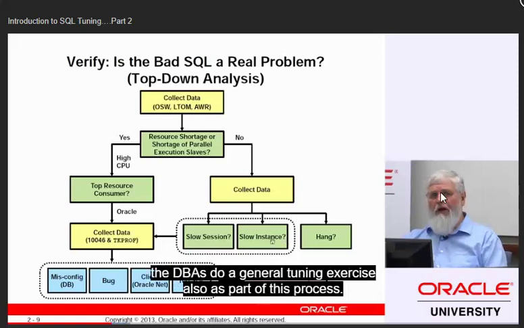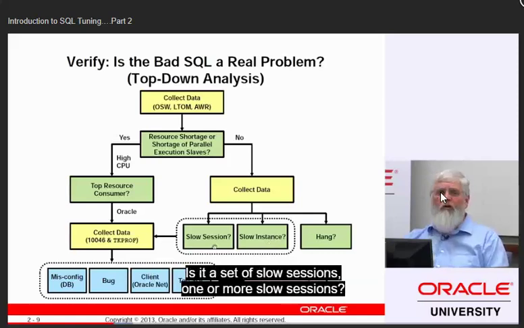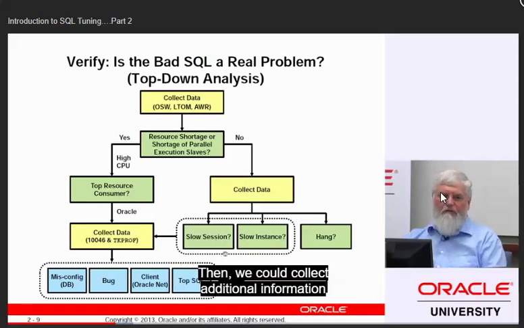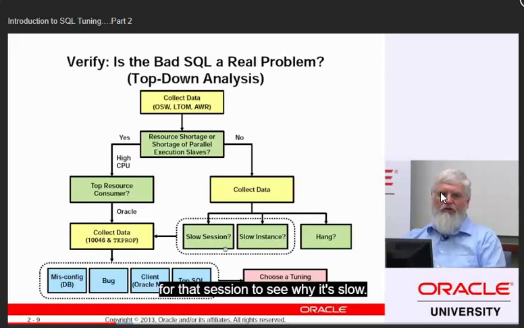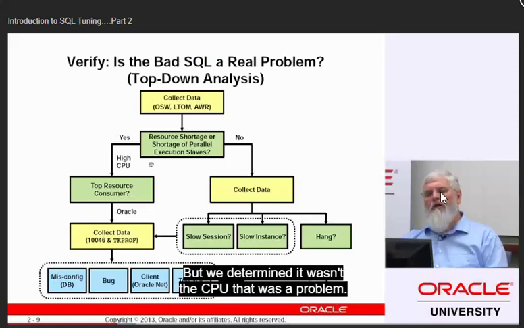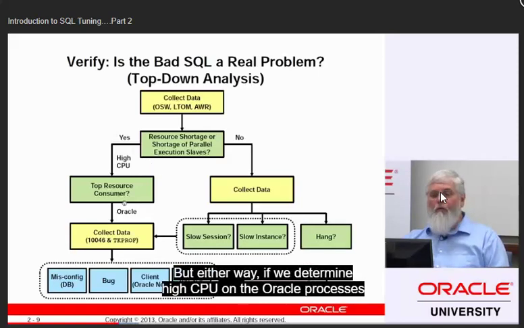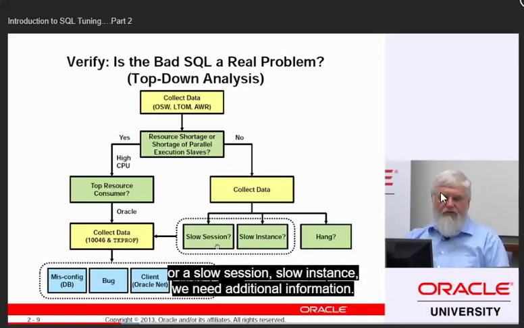Then we could collect additional information for that session to see why it's slow, but we determined it wasn't the CPU that was a problem, it was something else. But either way, if we determined high CPU on the Oracle processes or a slow session, slow instance, we need additional information. Collecting the basic trace information for the SQL performance may lead us to a better understanding.